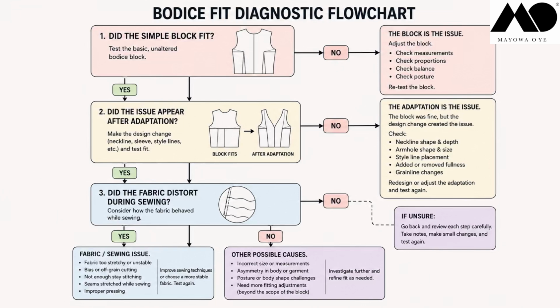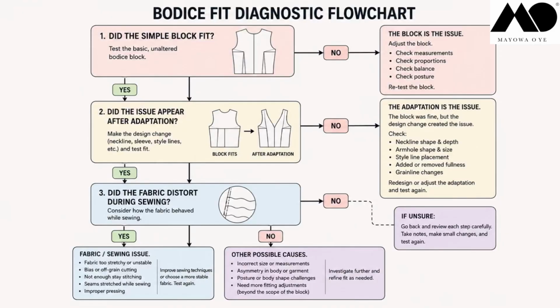If the answer to all of this is yes, just go back to the block. Second, check the adaptation and ask yourself, did the problem appear only after I changed the design? Did I move a dart, lower a neckline, add flare, or add volume or create any new style line? Did that design create a new fitting or structure need? If you said yes to all of this, then check the adaptation.